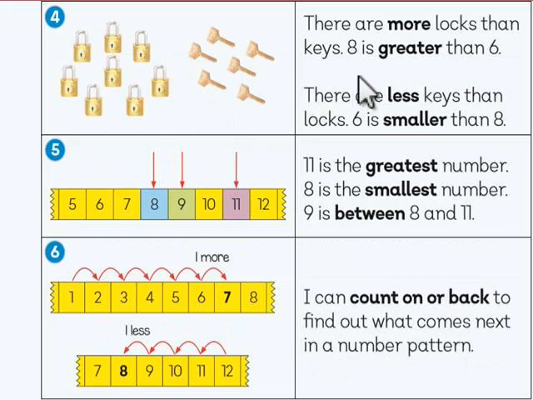Number 4, there are more locks than keys. 8 is greater than 6. So if you can see, there are fewer keys than locks. 6 is less than 8.